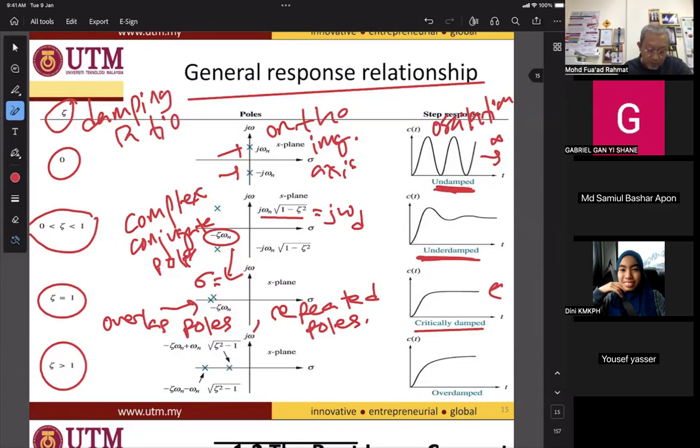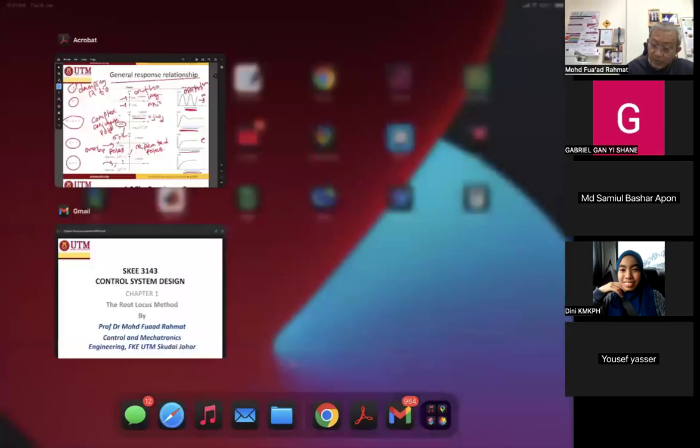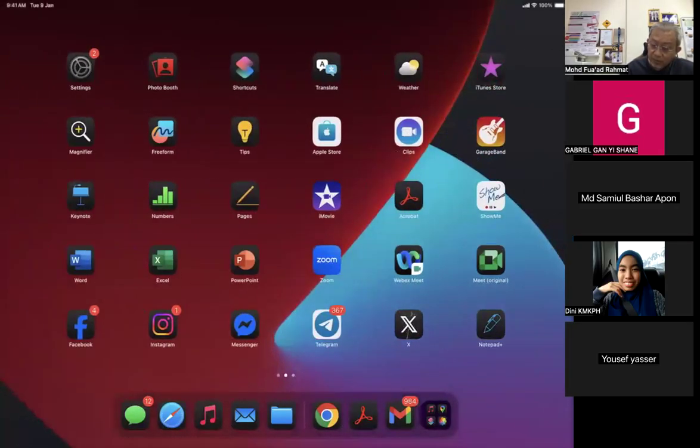Then the other one is zeta greater than 1. This is known as overdamped response. When it's overdamped, the nature of the poles of the system is real and different on the real axis, as shown here. And this is the response. So we already discussed this category. So I would like to ask some questions, whether you remember or not.